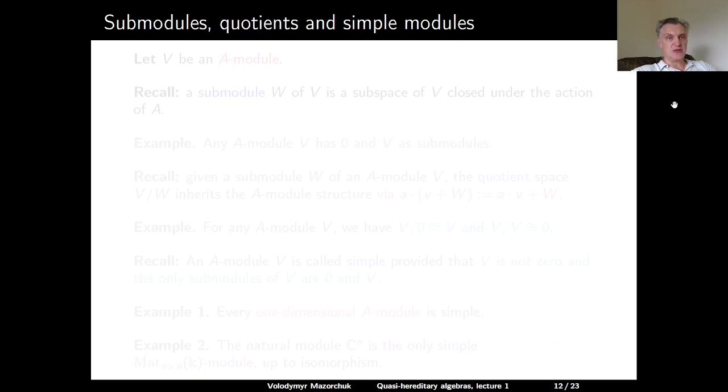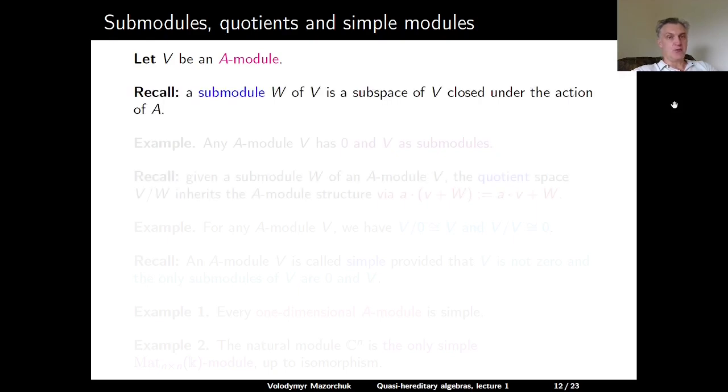Next, let us talk about submodules, quotients, and simple modules. Let V be an A module. Recall that a submodule W of V is a subspace of V which is closed under the action of A. For example, any A module V has trivial submodules 0 and V itself.